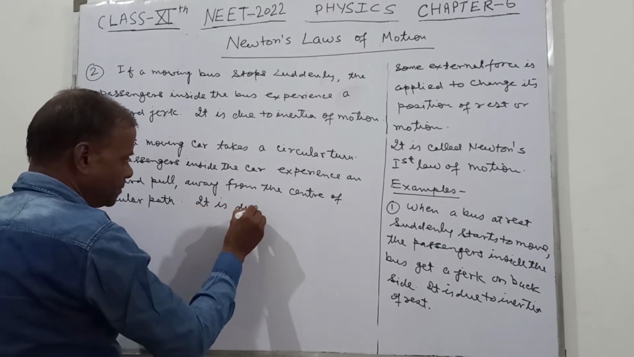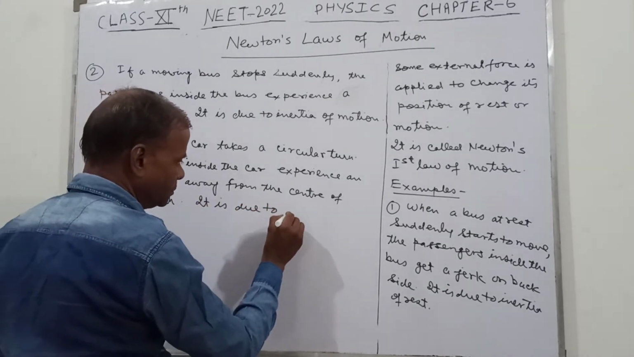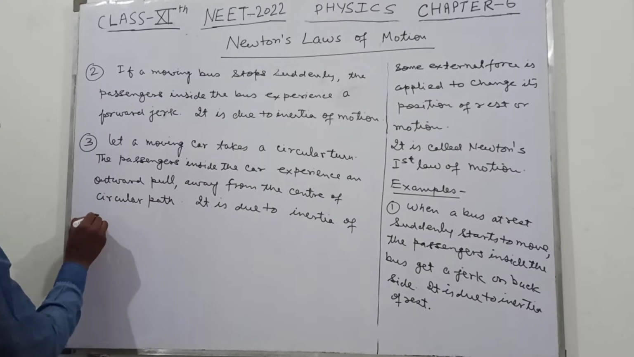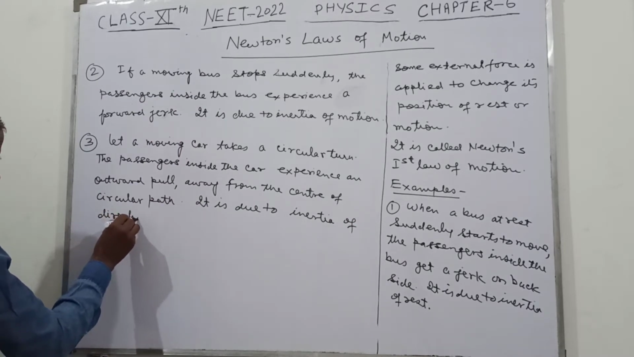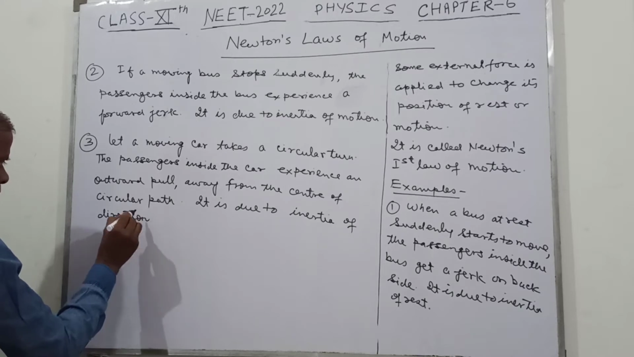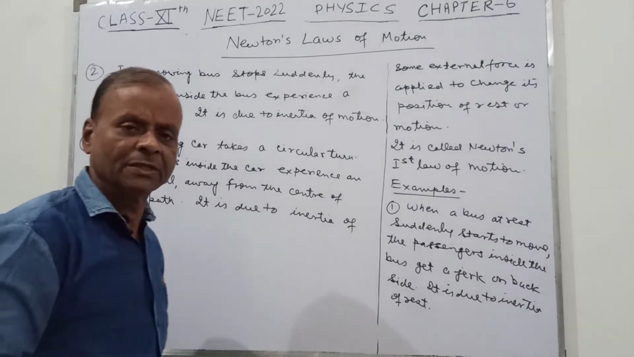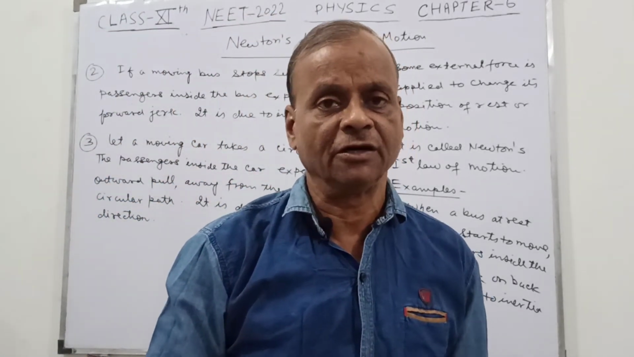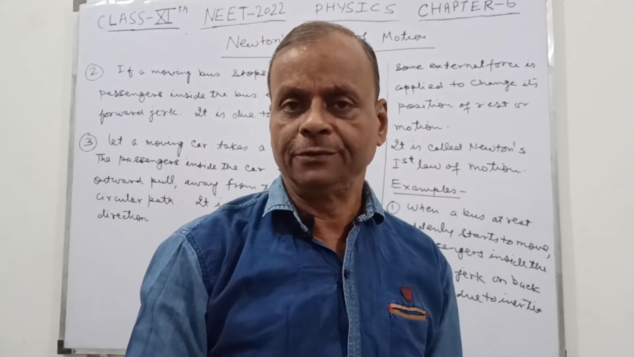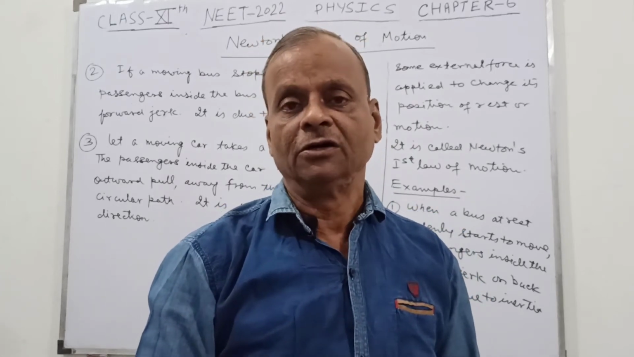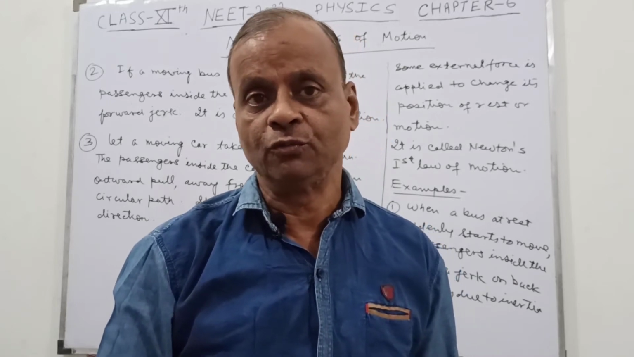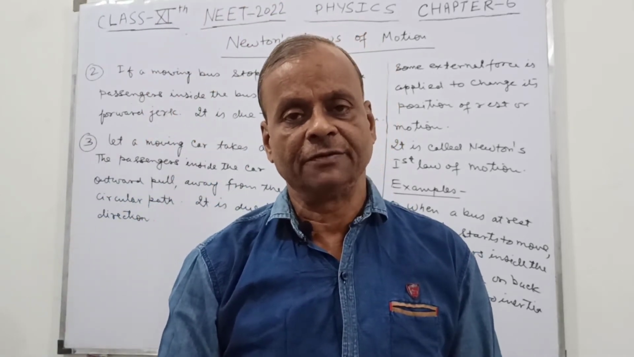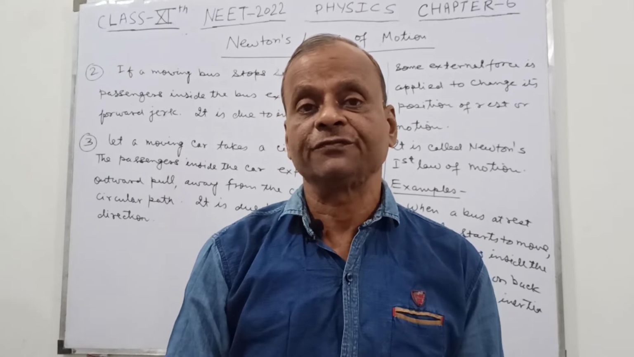It is due to inertia of direction. So now we can have three kinds of inertia: inertia of rest, inertia of motion, and inertia of direction. If the force is not applied or there is no change, then the body will continue to move or continue to be at rest until and unless the force is applied on it. So this is Newton's first law of motion.